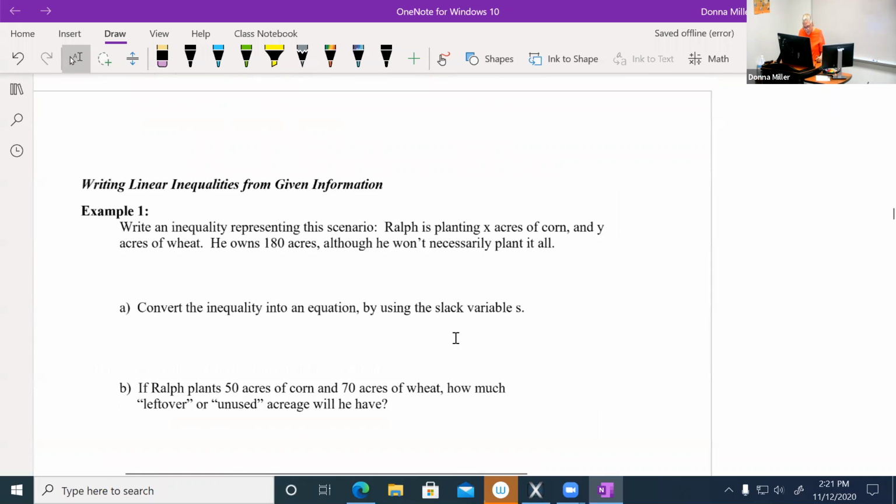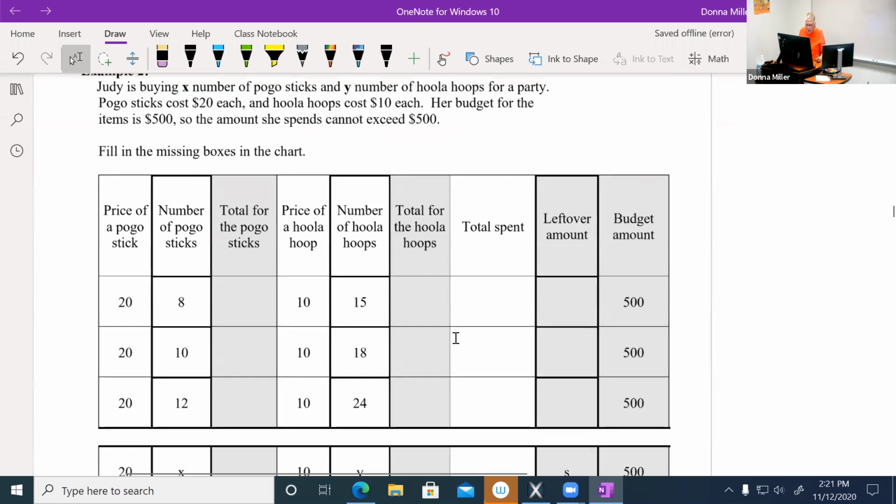I really like to set up the simplex tableau. We're going to work another example. Judy's buying X pogo sticks and Y hula hoops for the party. Pogo sticks cost, that's your price, $20 each. Hula hoops cost $10. Her budget for the items is $500. That's my total budget. So the amount she spends cannot exceed $500.